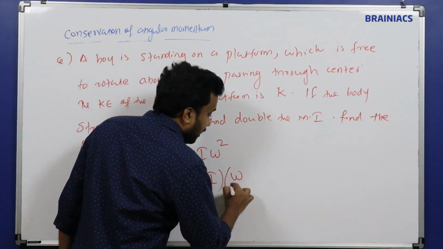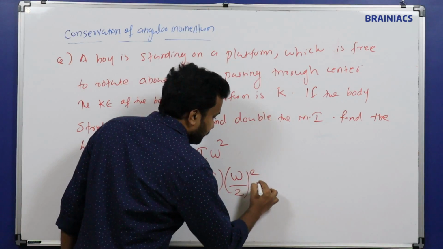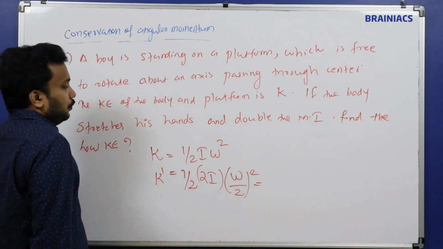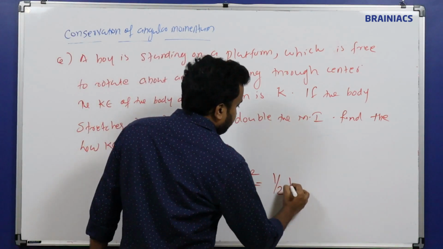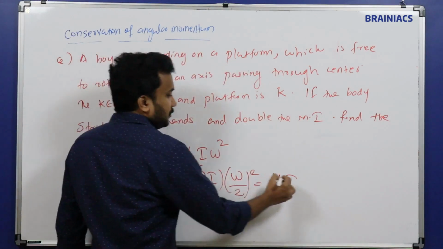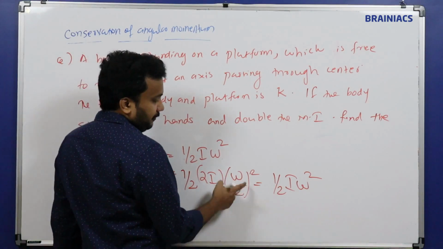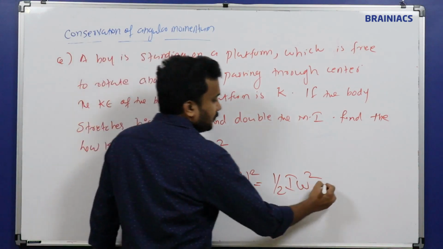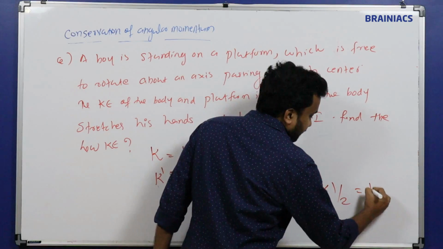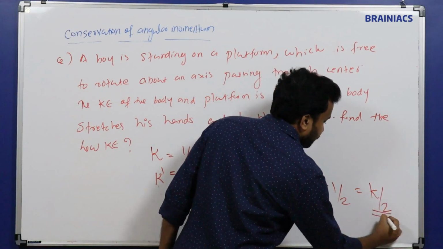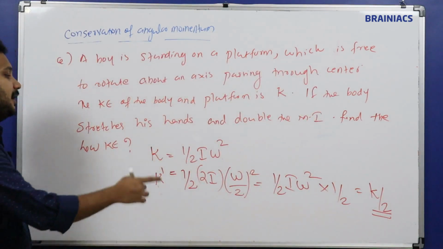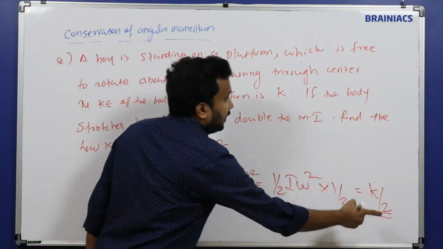Omega by 2, the whole square. So what do we get? 1 by 2 I omega square, here 2 and here 1/4, the 1/4 and 2 cancel, so the balance is 1/2. I can say the new kinetic energy K dash is equal to K/2.